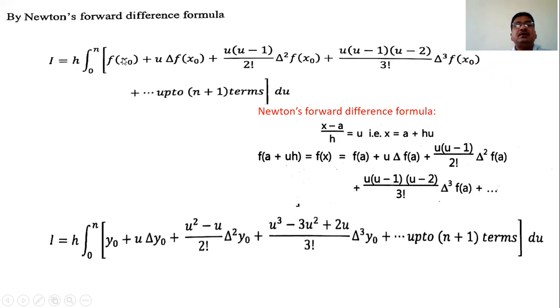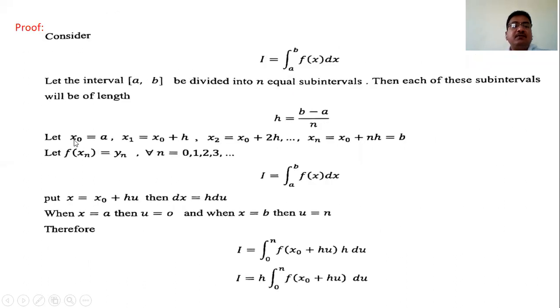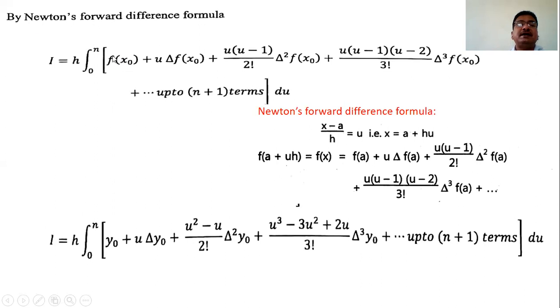So f of x naught means y naught. What is the notation here? f of xn is yn, which means f of x naught is y naught. So here is the new notation: f of x naught is y naught. Similarly here f of x naught is y naught, and up to n plus 1 terms. So from this step to this step, just write f of x naught as y naught, the new notation. Then the next step.